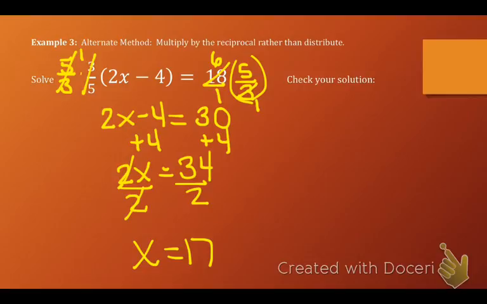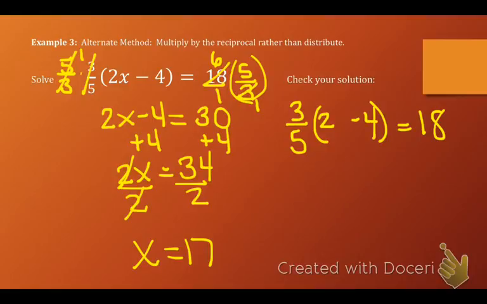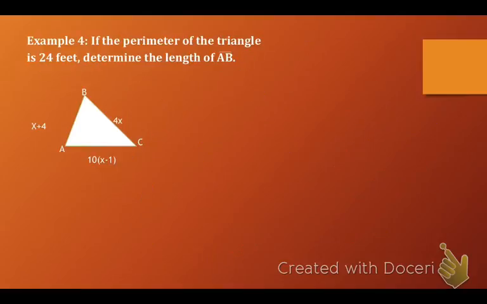Now, let's do a check once more just to make sure that we're getting the right answer. Checking if the left equals the right side. So I'm, again, substituting in the 17, and inside parentheses I have 2 times 17 would be 34 minus 4 would be 30. So I have 3/5 times 30. Does that equal 18? And it does. 18 equals 18, so I know that my solution is correct.